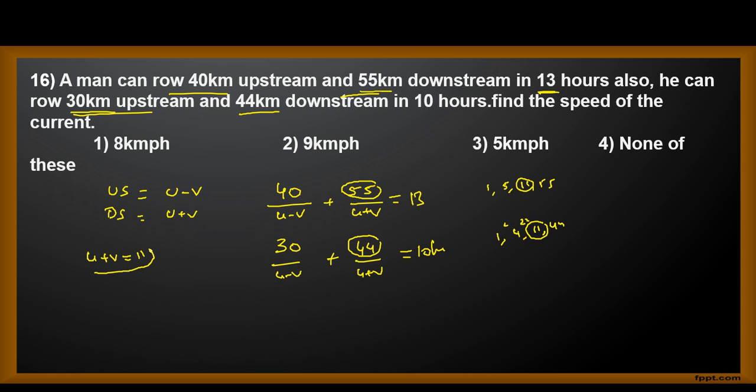If U plus V is equal to 11, 55 by 11 is how much? 5. If this is 5, how much do I have to get? 8, since 40 by 5 is 8. It means U minus V will be 5.